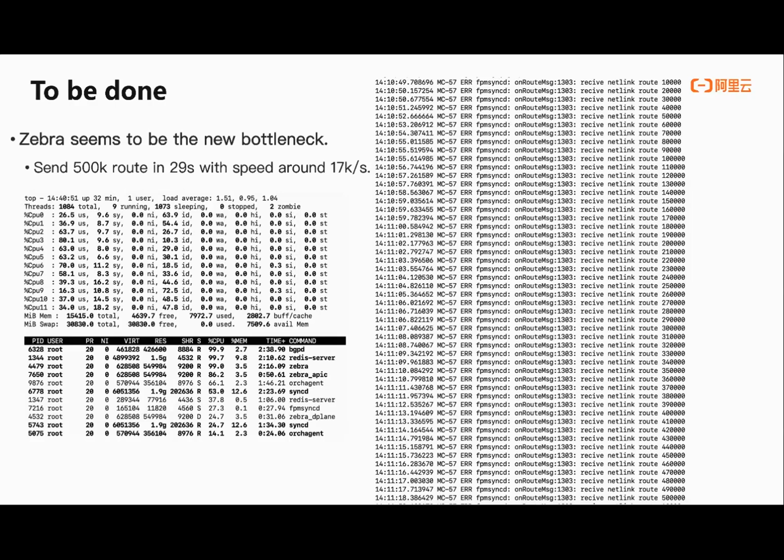Yeah, I agree with Donald, actually. I think I was able to achieve 30 seconds for 1 million routes to be sent to the kernel as well as to FPM sync D. I think 30 seconds is a good number.